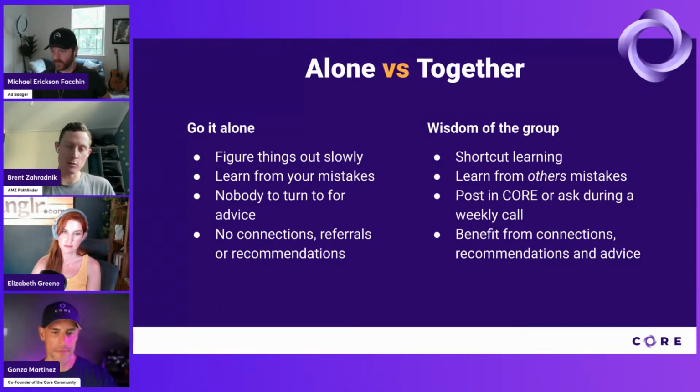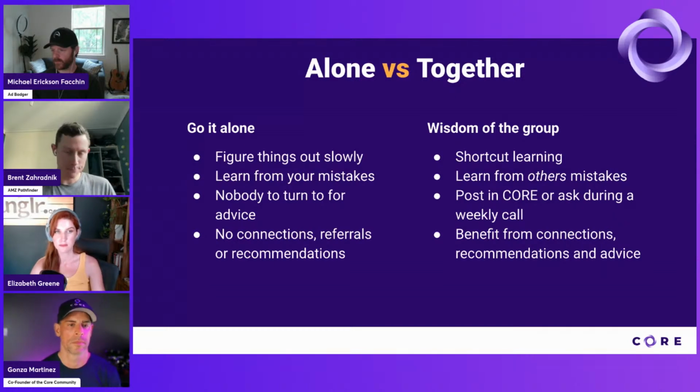What we do with Core is we post inside the community. We ask each other when we're on calls that are every Wednesday, right at this time. We ask during weekly calls. We have presentations about it. And that has proved to be very powerful, because going back to the shortcut learning thing, you ask someone who's already been there and done that and learned the lesson, and then you're able to shortcut that.